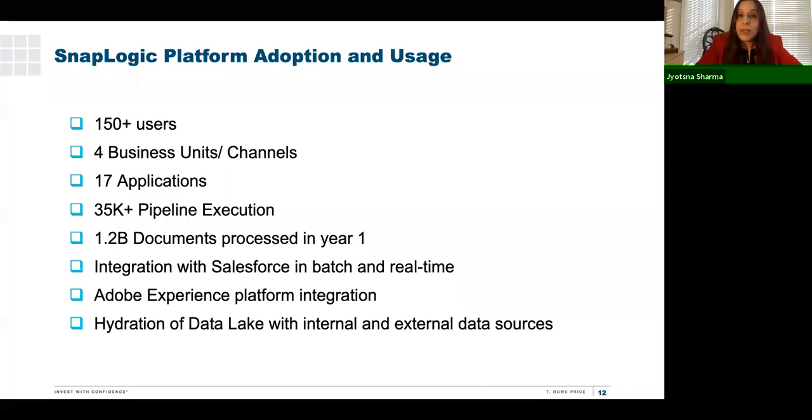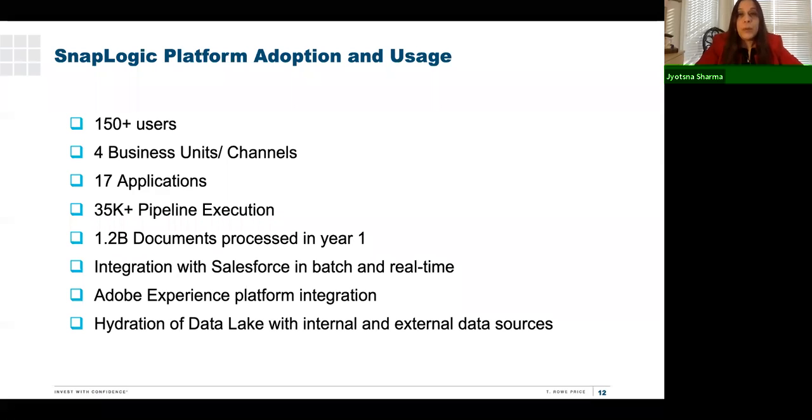We have a growing community of 150 plus users, and so far we have built about 35,000 plus pipeline executions and processed about 1.2 billion documents in year one, and I would say just in the last 8 months.